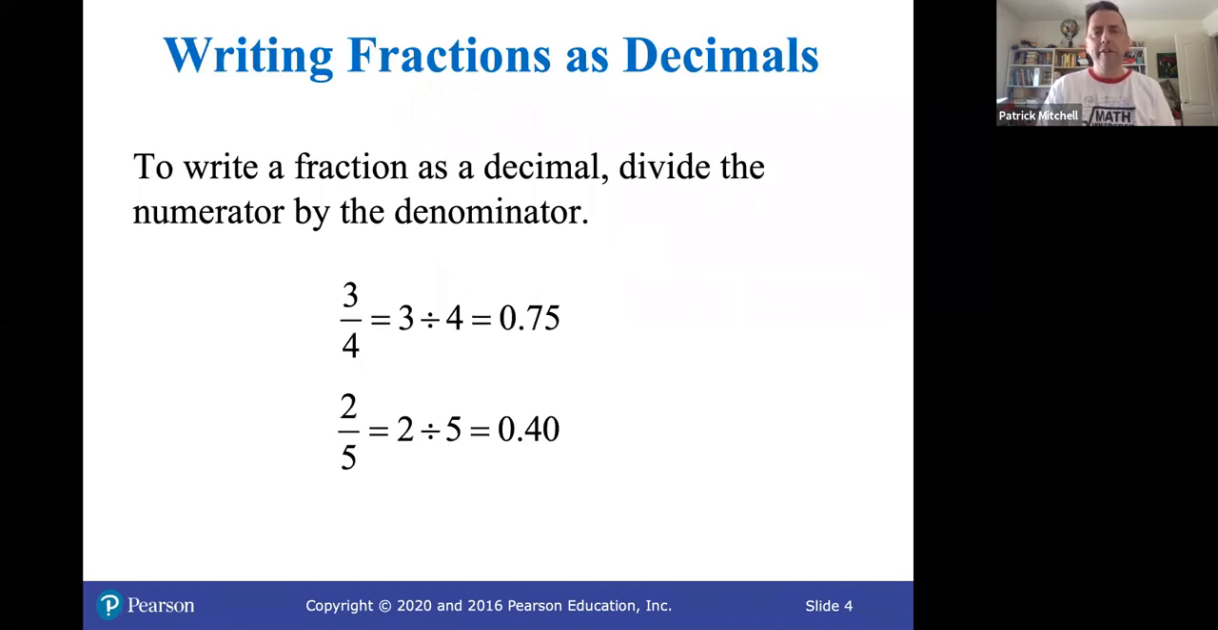All right, so first up is writing fractions as decimals. To write a fraction as a decimal, just divide the numerator by the denominator using long division usually. So for example, 3/4 means 3 divided by 4. If you set that up as a long division problem, you would find that comes out to 75 hundredths. 2/5 means 2 divided by 5. If you do that as long division, it comes out to 40 hundredths or 4/10. Either one would be correct.